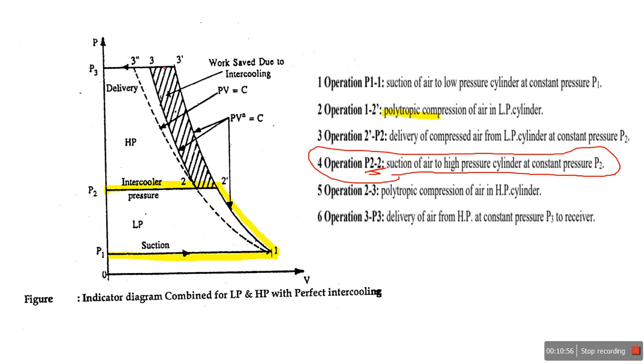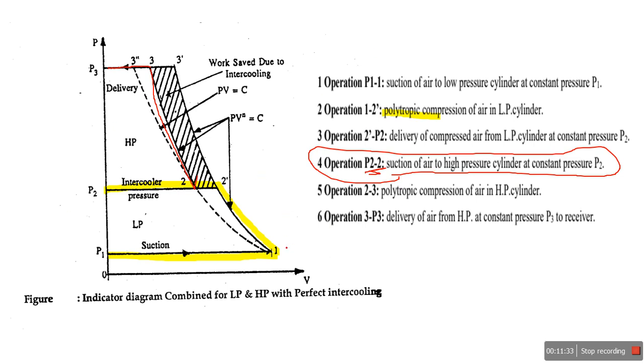2 to 3, now if you see here, is the polytropic compression of air in the high pressure cylinder, and 3 to P3 is the delivery of air from the high pressure cylinder at constant pressure P3 to the receiver. After the high compression we achieve pressure P3, and then discharge to the receiver. If we go through this slide again, you will understand the process step by step. Then we discuss the note on them.